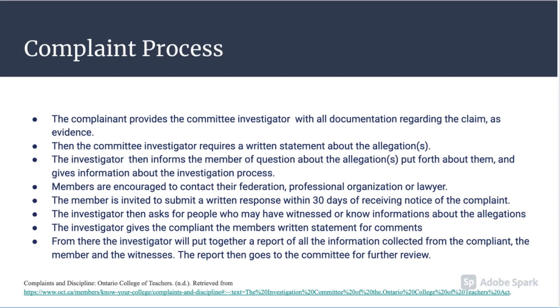The member is invited to submit a written response within 30 days of receiving notice of the complaint. The investigator then asks for people who may have witnessed or know information about these allegations. The investigator gives the complainant the member's written statement for comments. From there, the investigator will put together a report of all the information collected from the complainant, the member, and the witnesses. The report then goes to the committee for further review.